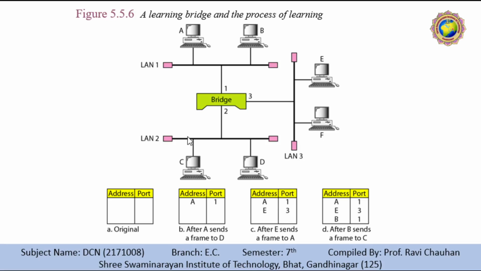When station B sends a frame to C over here on LAN 2, the bridge has no entry for C. So once again it floods the network and adds one more entry to the table, meaning B has port 1. So look over here, B has 1.